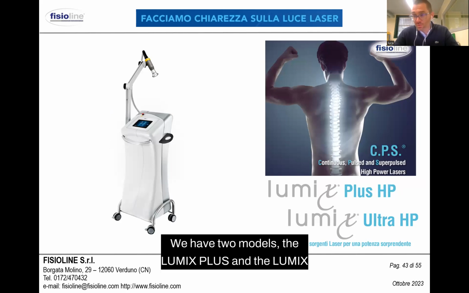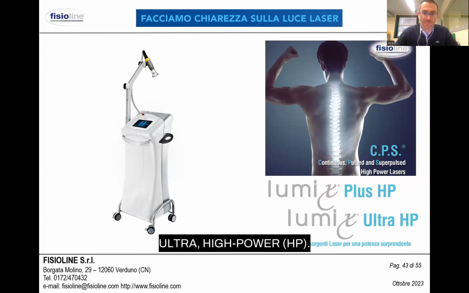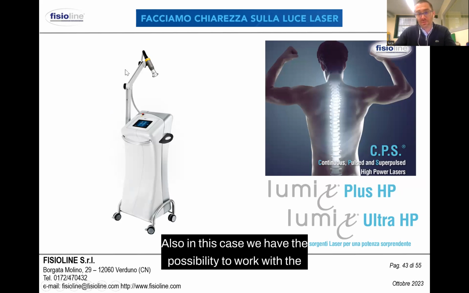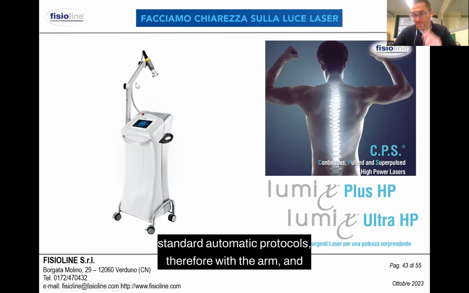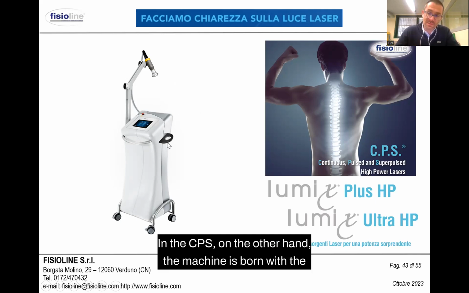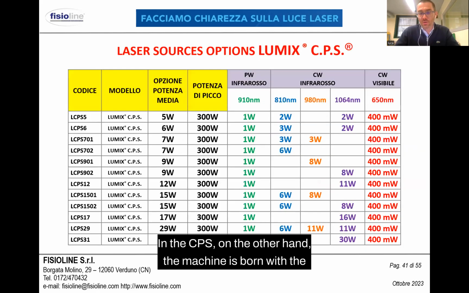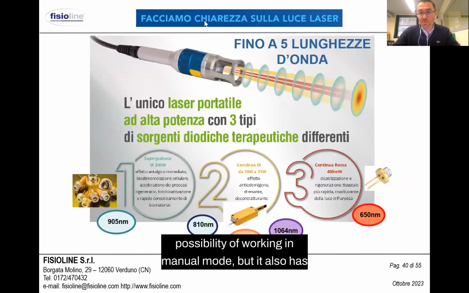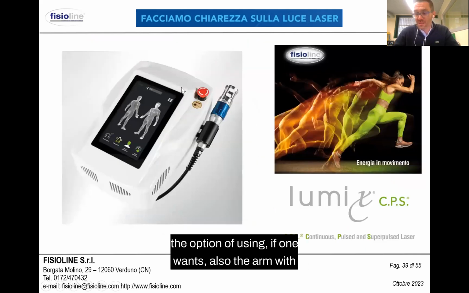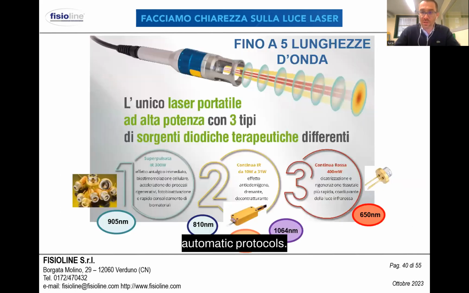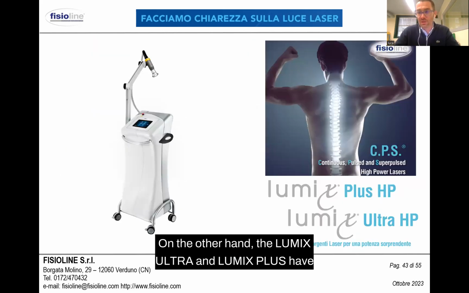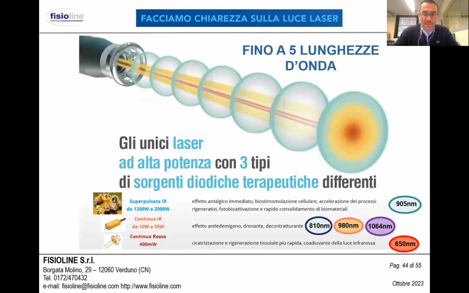CPS can also be in round-up mode. We have two models, the Lumix Plus and the Lumix Ultra, high power, HP. Also in this case we have the possibility to work with the standard automatic protocols, therefore with the ARM, and with the manual protocols. In the CPS, on the other hand, the machine is born with the possibility of working in manual mode, but it also has the option of using, if one wants, also the ARM with automatic protocols. On the other hand, the Lumix Ultra and Lumix Plus have the ARM as standard.